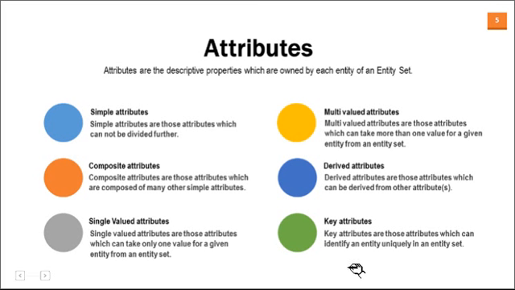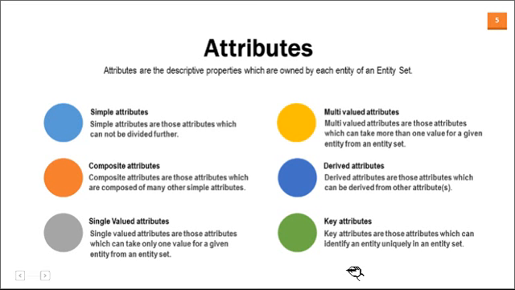If I say person's name, can it be divided or not? Yes, it can be divided into first name, second name, or first name, middle name, last name, right? So it is not a simple attribute because it can be divided. If I say person's age, I cannot divide it further, then I'll say yes, it is my simple attribute.